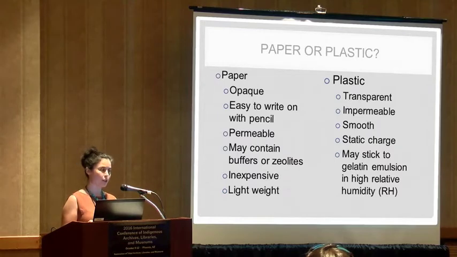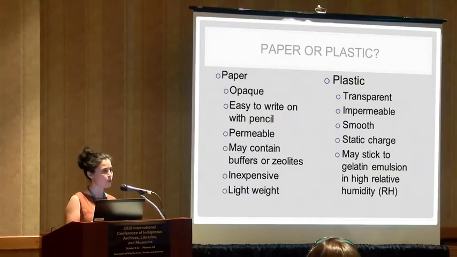Paper is much easier to write on than plastic. Really, pencil is the only thing I would recommend for labeling housings or objects themselves, so paper is preferable for that. Paper is also permeable, so it breathes, which is important for objects that might be off-gassing. You don't want to trap them in a plastic enclosure where they're exposed to the materials they're off-gassing, which would accelerate their deterioration.